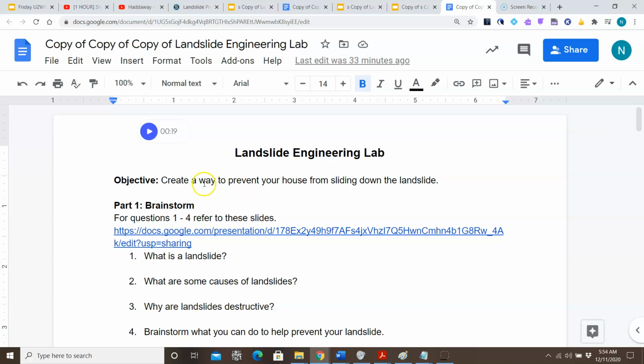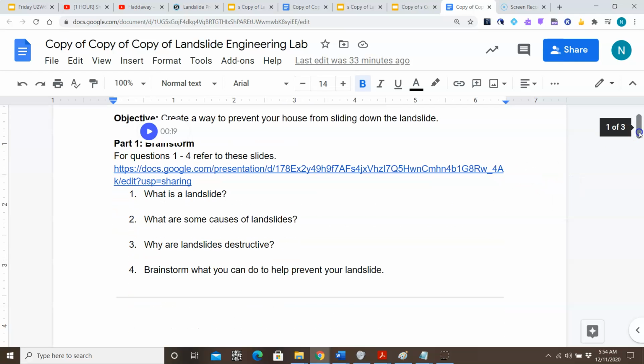So the purpose of this lab is for you to find a way to prevent your house from sliding down in a landslide. And in part one, you're brainstorming how to do that. But first, you're going to learn what a landslide is, causes of landslides, why they are destructive, and what you can do to prevent a landslide. Now, we went over this whole class, so you may have this done.